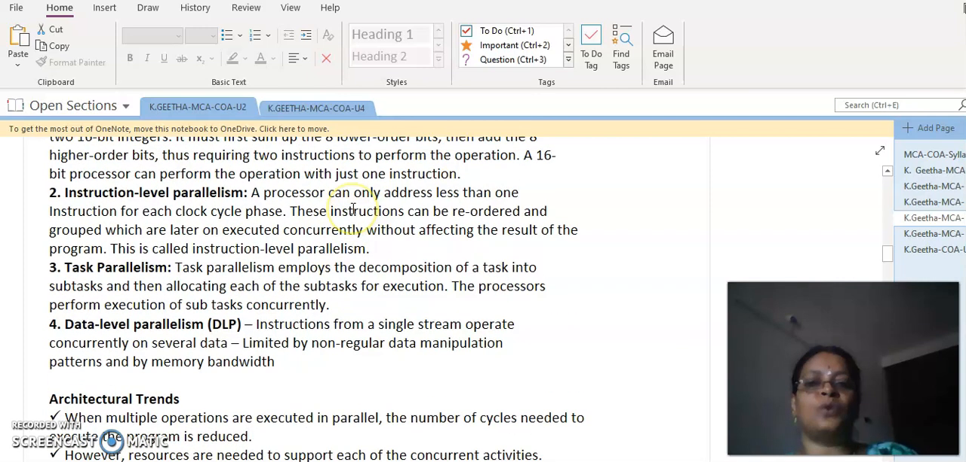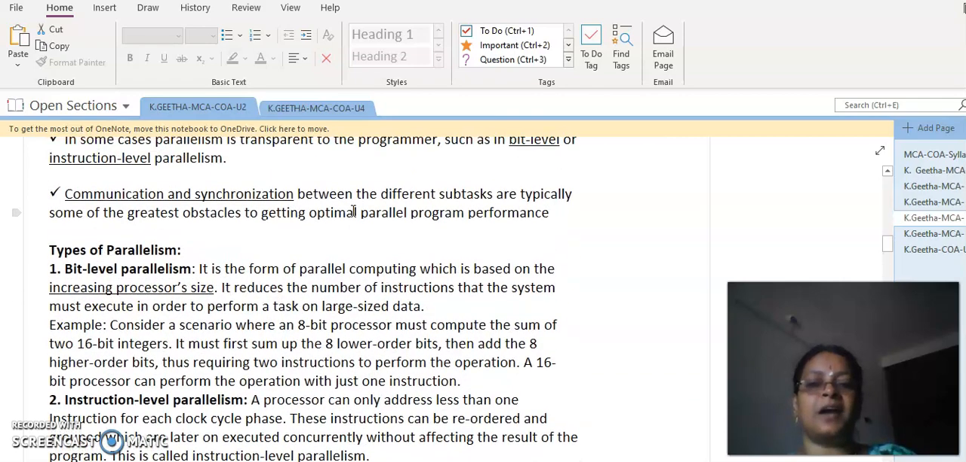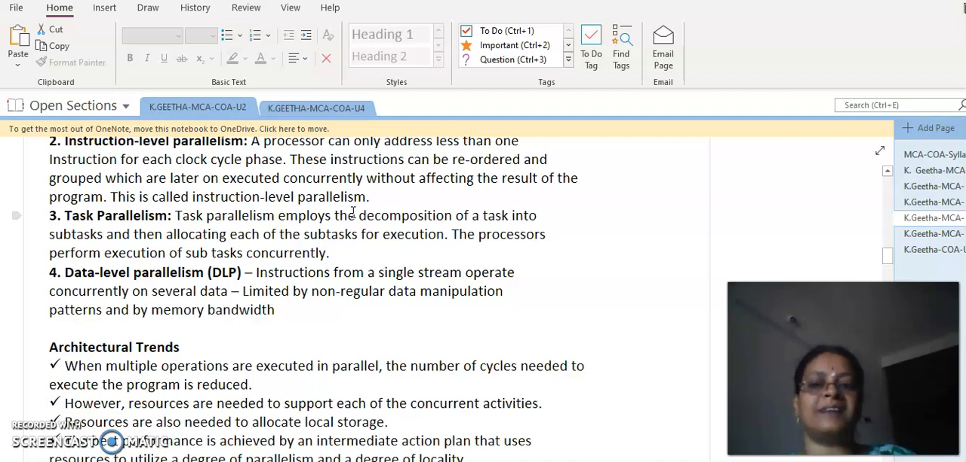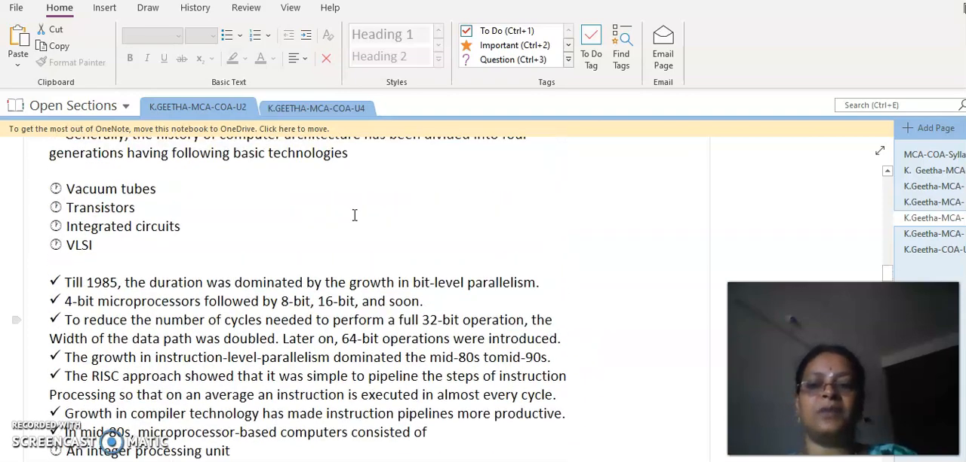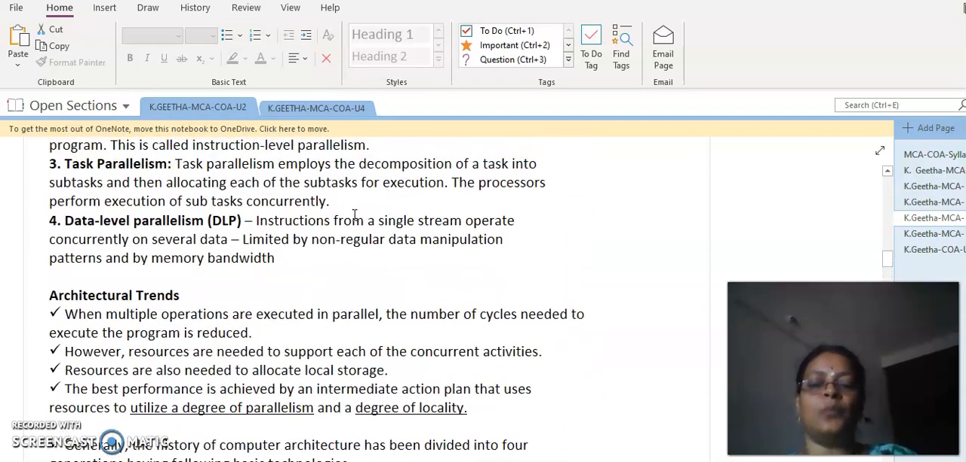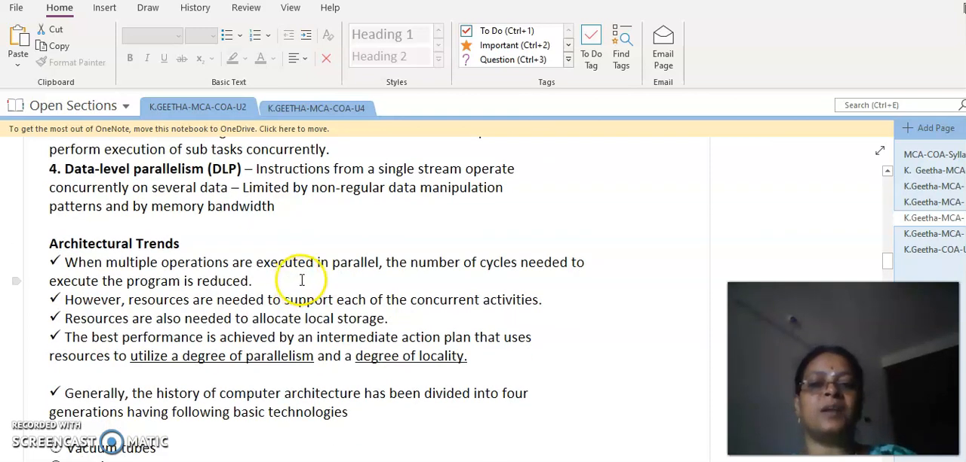So we have discussed how parallelism can be achieved at the bit level, at the instruction level, at the task level, and then at the data level. Then we are going to discuss the architectural trends. So coming to these architectural trends, how are we going to get the support of the architecture to realize these operations? When multiple operations are executed in parallel, many cycles are required to execute the program, and of course these cycles are going to be reduced.